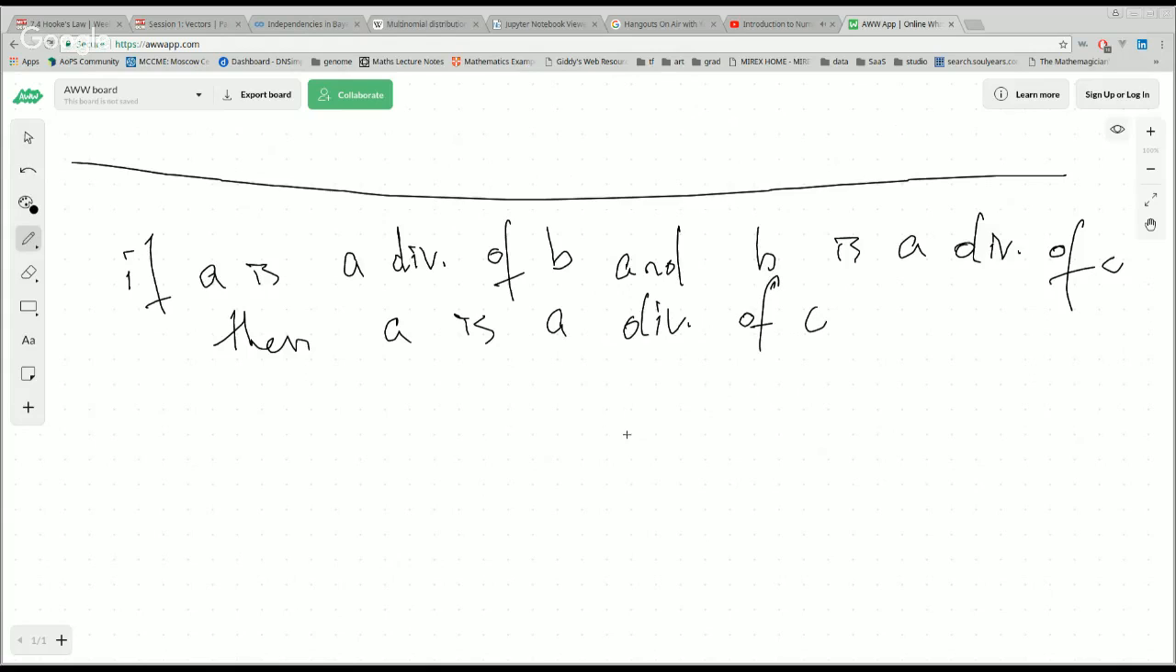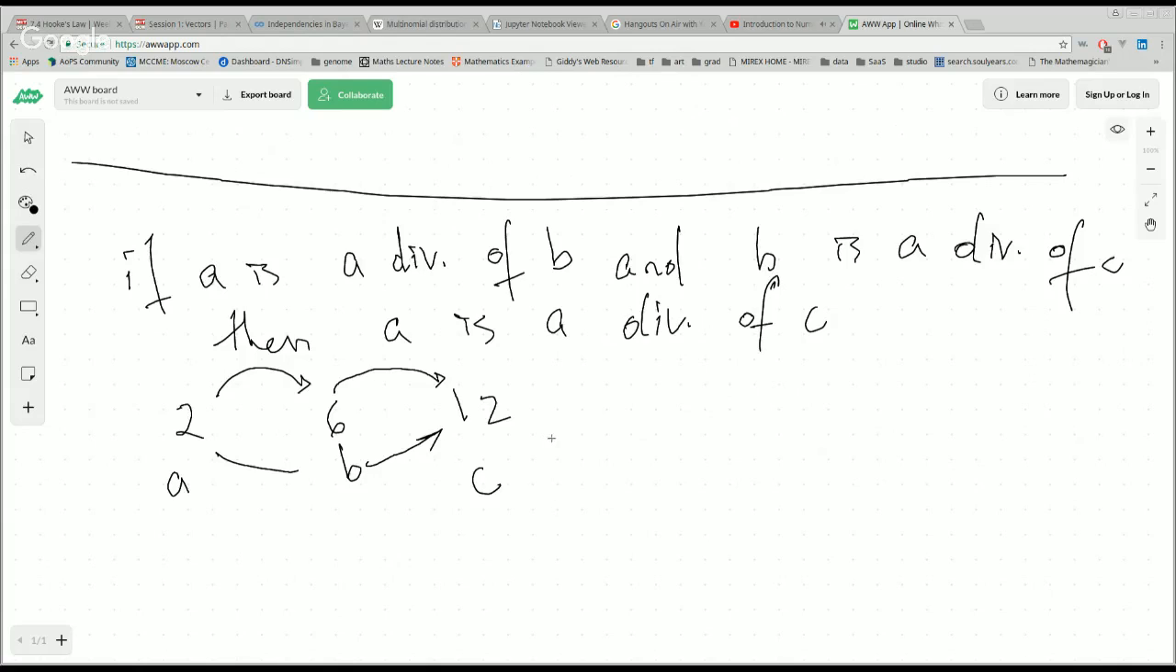So let's try and make up some examples here. We want two numbers, A and B, such that A is a divisor of B. Well, okay, 2 and 6. 2 is definitely a divisor of 6 because 6 divided by 2 is 3, right? Now we also want a third number, C, such that B is its divisor. Well, how about 12? 6 is definitely a divisor of 12 because 6 times 2 is 12, right? So this statement says that if 2 is a divisor of 6, and 6 is a divisor of 12, then 2 is a divisor of 12.